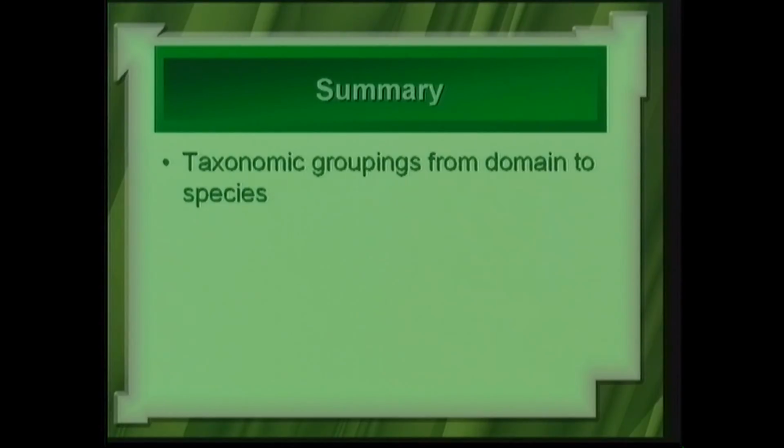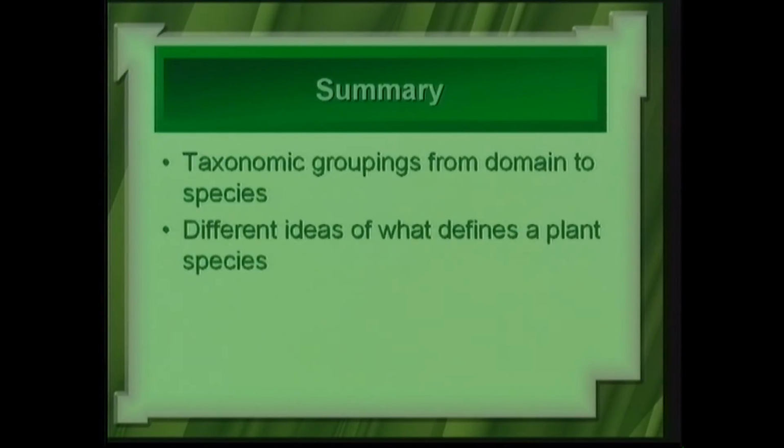And we also talked about the taxonomic groupings, from the level of the domain all the way to species. Remember the mnemonic? And then we also talked about different ideas of what can define a plant species. We can see that in animals and in plants, sometimes what works for one doesn't work for another. But we do know that different living things are related to each other.